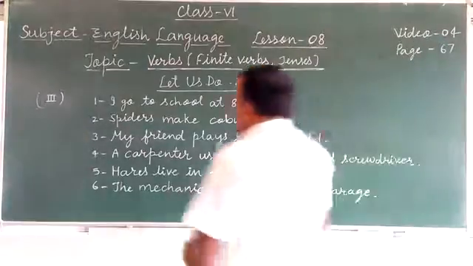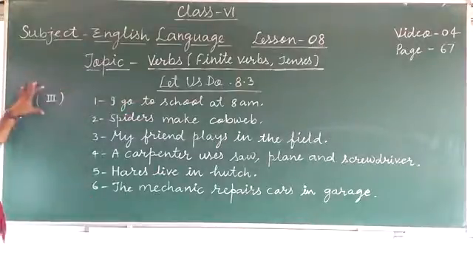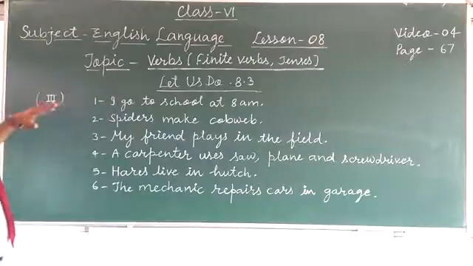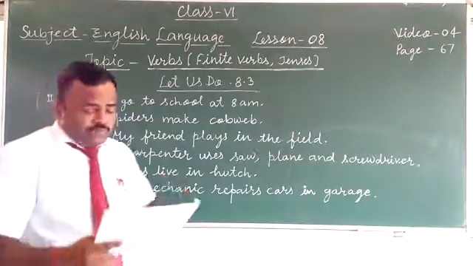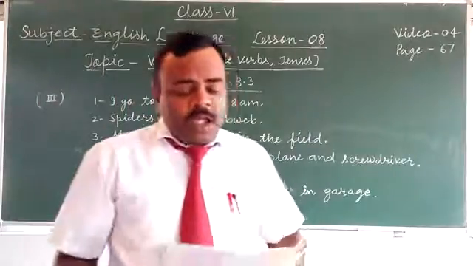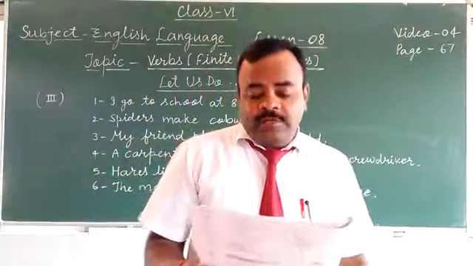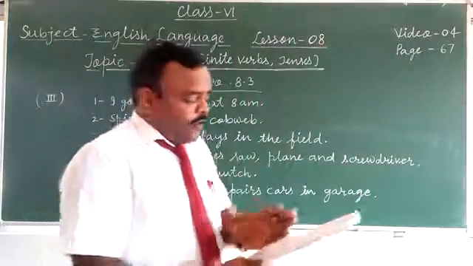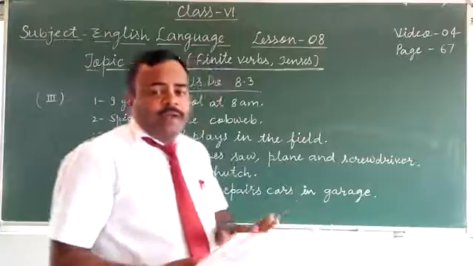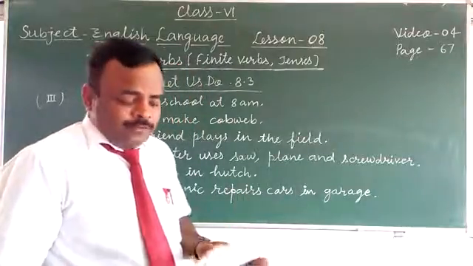Okay, students, now let us do the third point of the same exercise 8.3. So this is the third point. So come at page number 67. Third point is answer the following questions in present indefinite using the given hints. So the hints are given in front of the sentences and we have to use the hints in the answer.